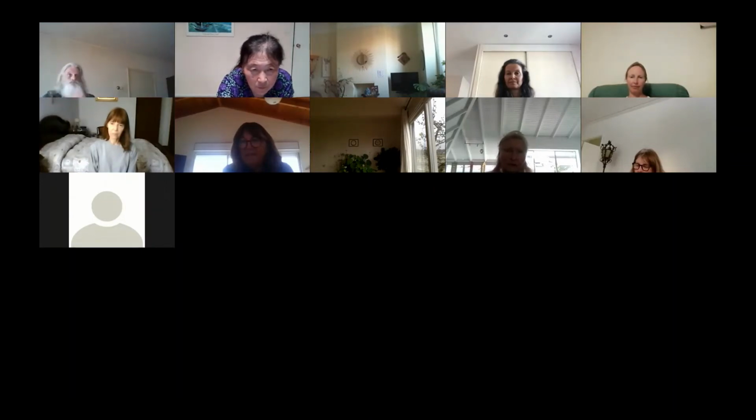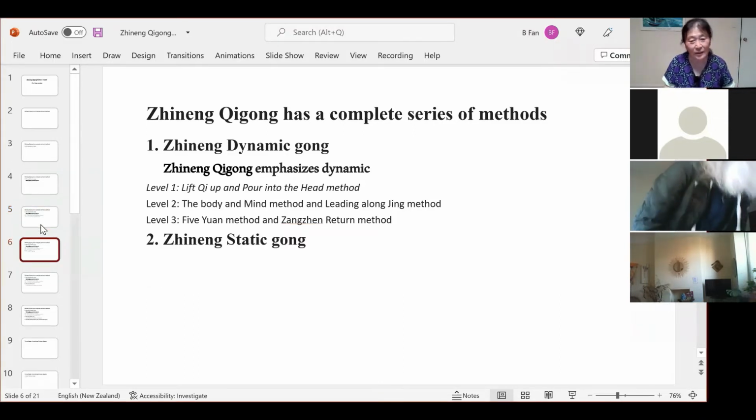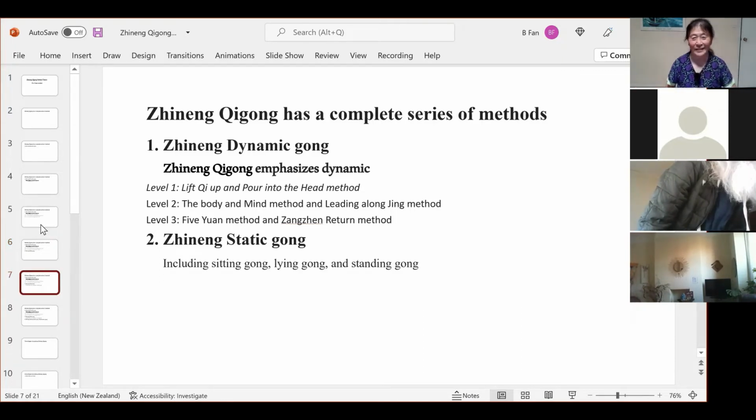Okay, then the dynamic Gong we mainly do, but there's another way to do it, which is static Gong. Static Gong includes sitting, lying, and standing. The standing method, Pang said, you can say is a static Gong or dynamic Gong, it can be either, but the sitting and lying Gong is a static Gong.